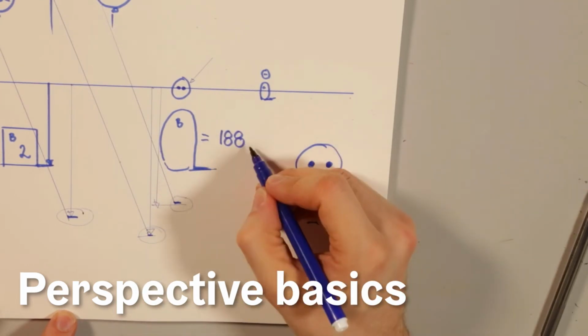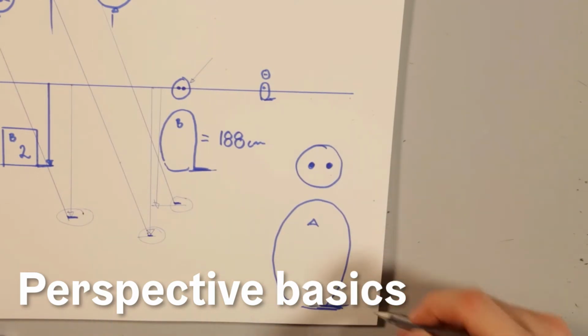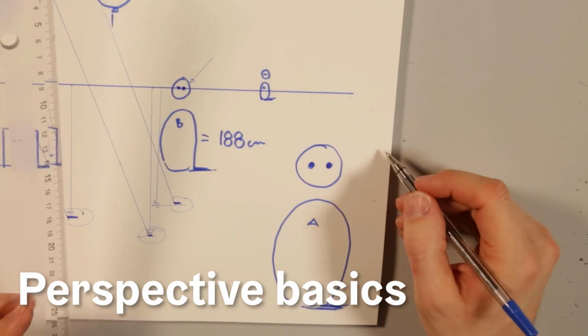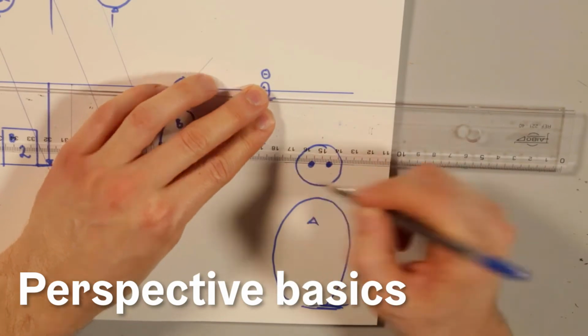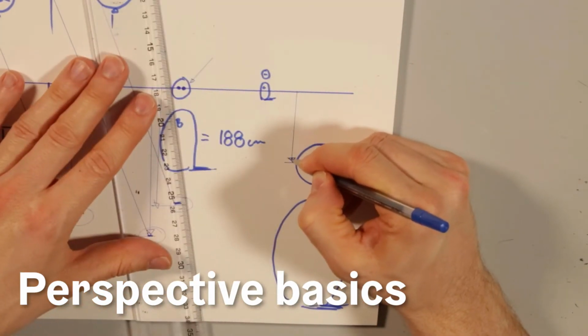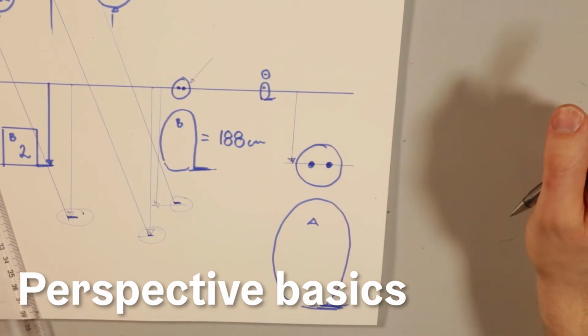I am 188 tall. Then, person A. I don't know exactly how tall they are, but I can easily see that they are below the horizon line. For that reason, they need to be shorter than me.